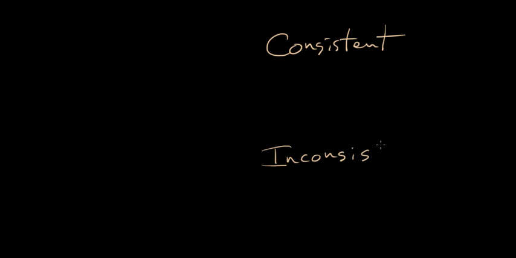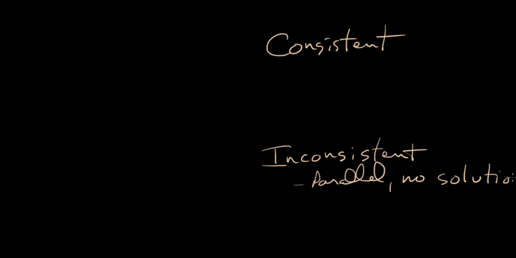And so I'm going to give you a couple rules here that you're going to go by in this section, or a couple of definitions. We define solutions as consistent or inconsistent. Inconsistent means they're parallel and no solution exists. That's what we mean when we say inconsistent. They're parallel lines, so there are no solutions.